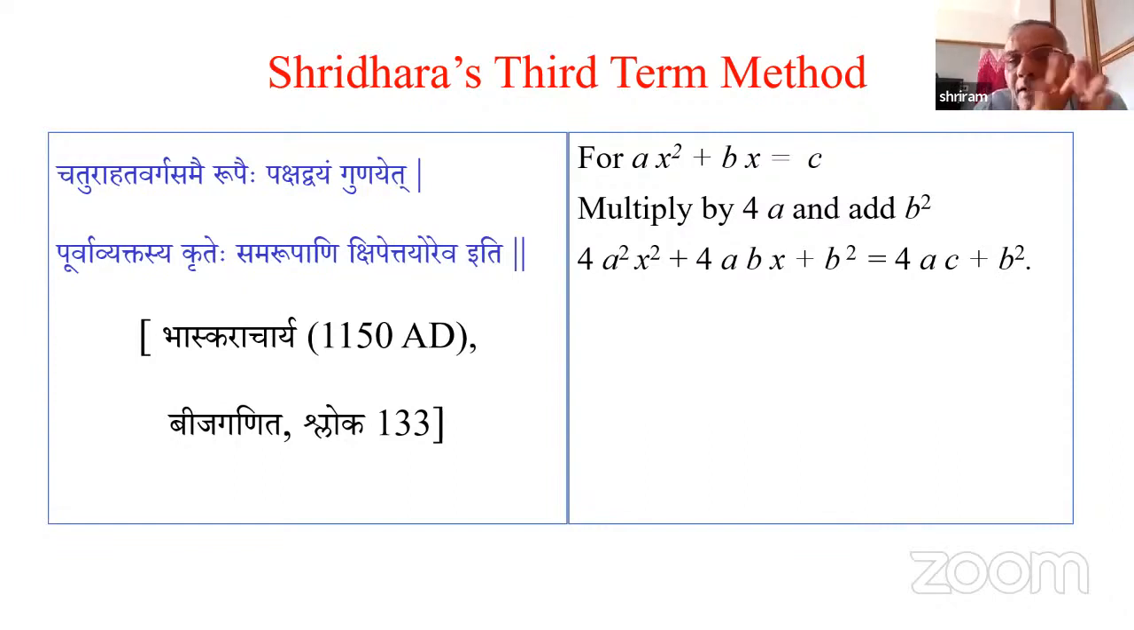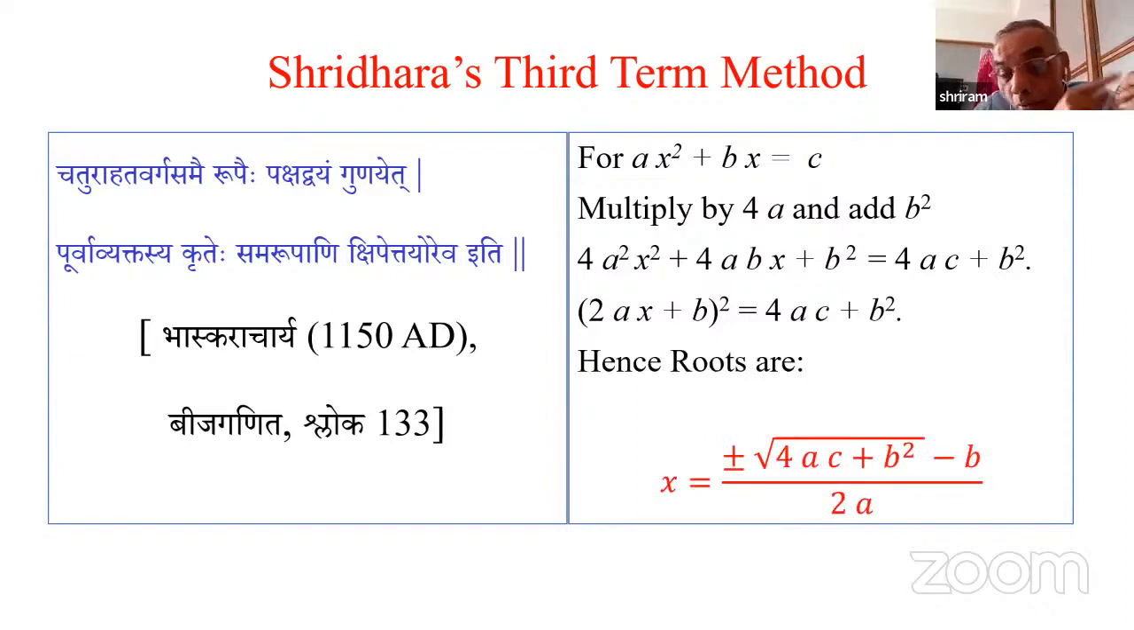Now we observe that the left hand side is a perfect square: 4a square x square plus 4abx plus b square is the square of 2ax plus b. So I write 2ax plus b whole square is equal to 4ac plus b square. Taking roots of both sides, I will get the formula which Brahmagupta was saying: x is equal to plus minus root of 4ac plus b square, minus b, upon twice a. So in the same way, we can have a simple derivation of the known result.